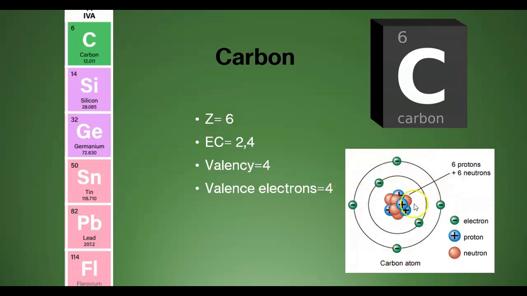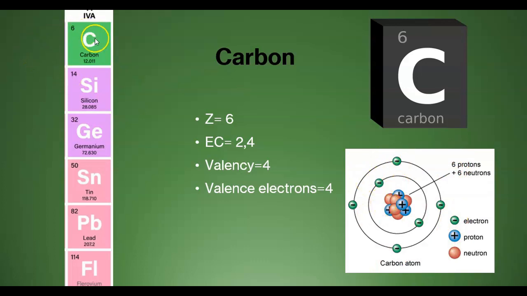So this is a typical representation of a carbon atom. There you can see 6 neutrons and 6 protons in the nucleus. Protons and neutrons together can be called nucleons. There are 6 electrons revolving around the nucleus. With 6 electrons and 6 protons, carbon maintains electrical neutrality: 6 positive charges and 6 negative charges.